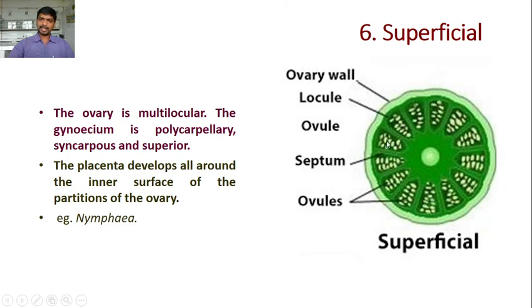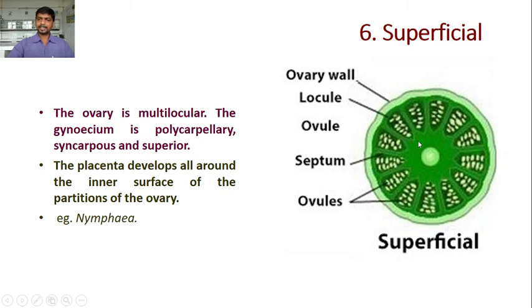Multilocules or polycarpels. The placenta develops all around the inner surface of the partition wall of the ovary. This is the partition wall of the ovary, on which the placenta has developed all around on the inner surface. So this is the superficial placentation. What happened here? The ovary is multilocular. These locules are made by means of a partition wall, and the placenta has developed on the inner surface of the partition all over its surface. So such type of placentation is a superficial placentation.